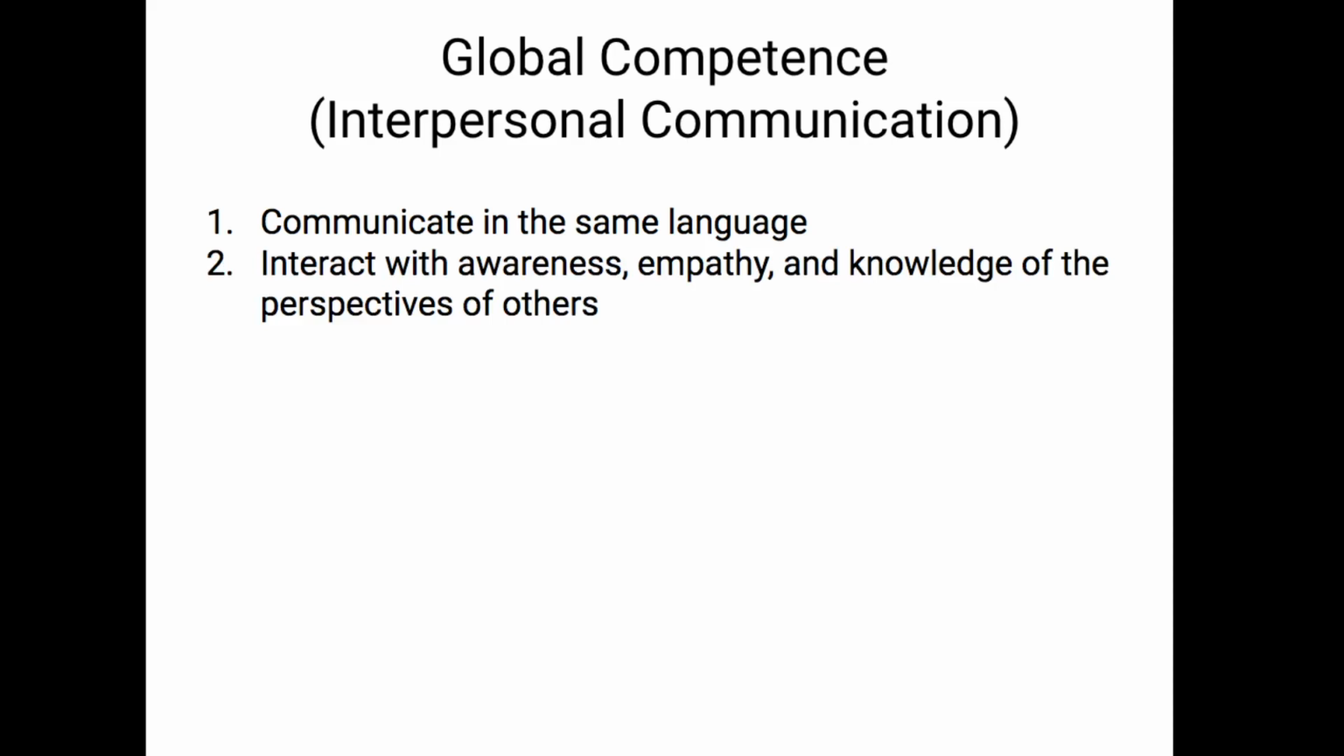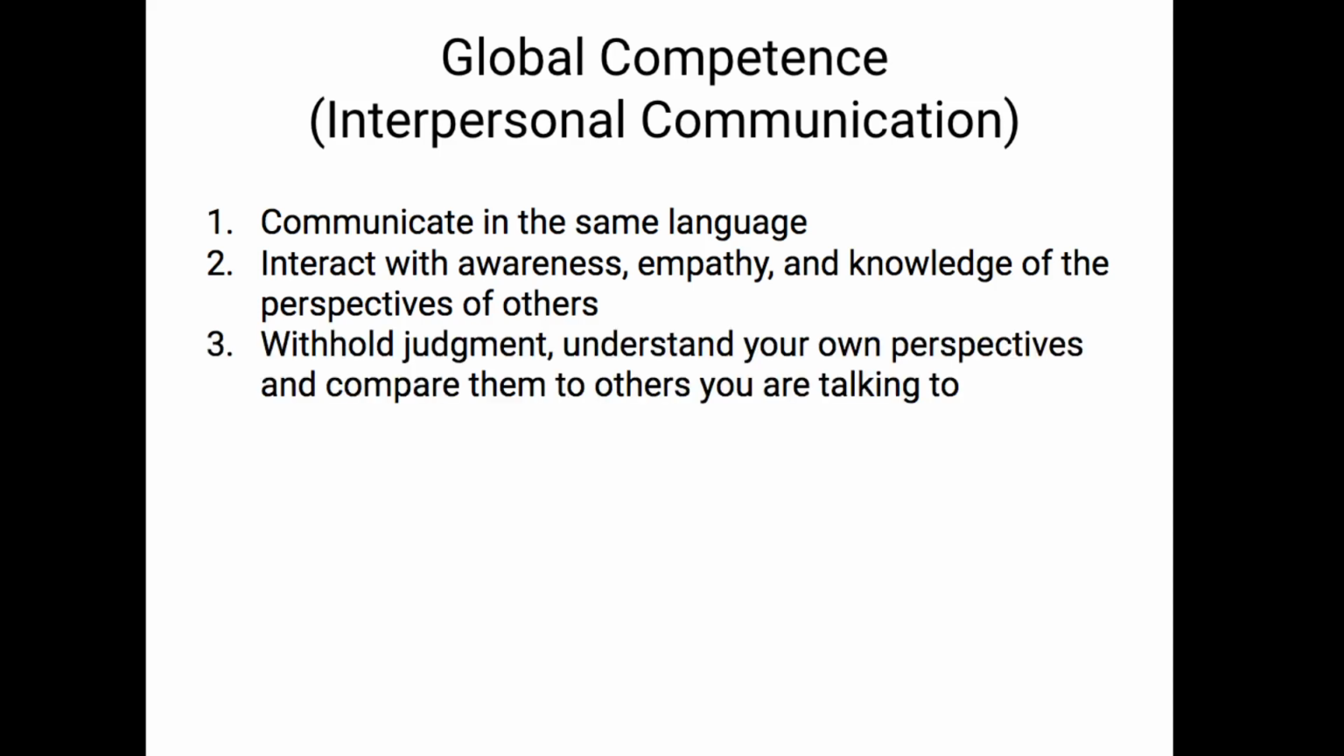Interact with awareness, empathy, and knowledge of the perspectives of others. So this means that you are very self-aware, that you realize that your perception, just like the circle and square picture from a few minutes ago, your perception is not the only perception. It is not a truth. It is simply a perception. And so having empathy about that, realizing that other people might feel different, is a really important part of interpersonal communication.